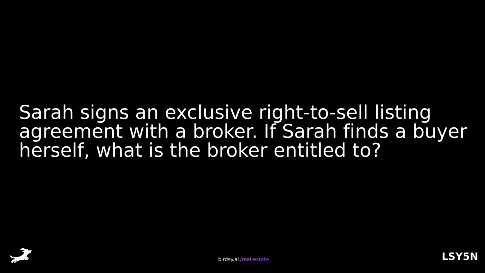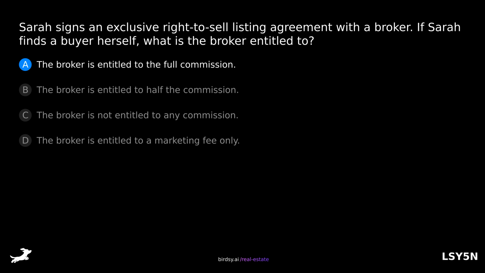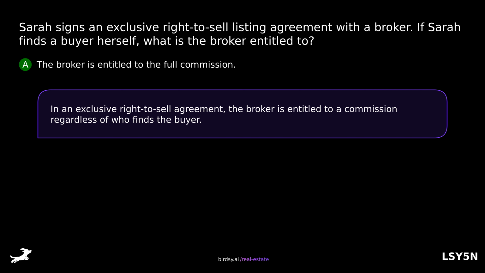Sarah signs an exclusive right to sell listing agreement with a broker. If Sarah finds a buyer herself, what is the broker entitled to? Is it A, the broker is entitled to the full commission, B, the broker is entitled to half the commission, C, the broker is not entitled to any commission, or D, the broker is entitled to a marketing fee only? The answer is A, the broker is entitled to the full commission. In an exclusive right to sell agreement, the broker is entitled to a commission regardless of who finds the buyer.